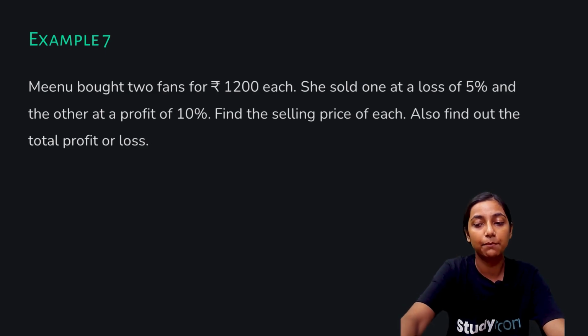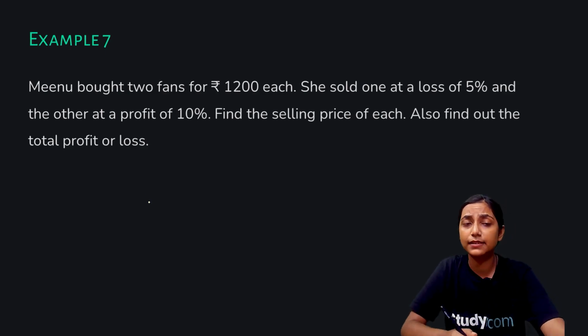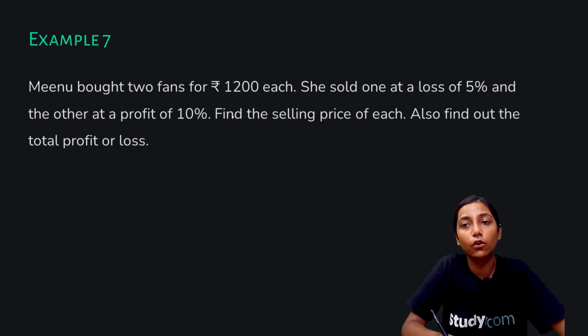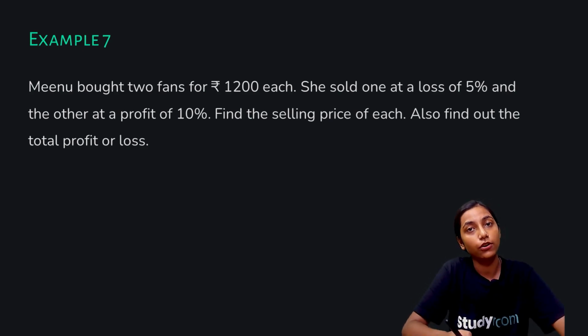Next example is example number 7. What happens in this one? Meenu bought 2 fans for rupees 1200 each. So 2 fans for 1200 each. She sold one at a loss of 5% and the other at a profit of 10%. Find the selling price of each. Also find the total profit or loss.